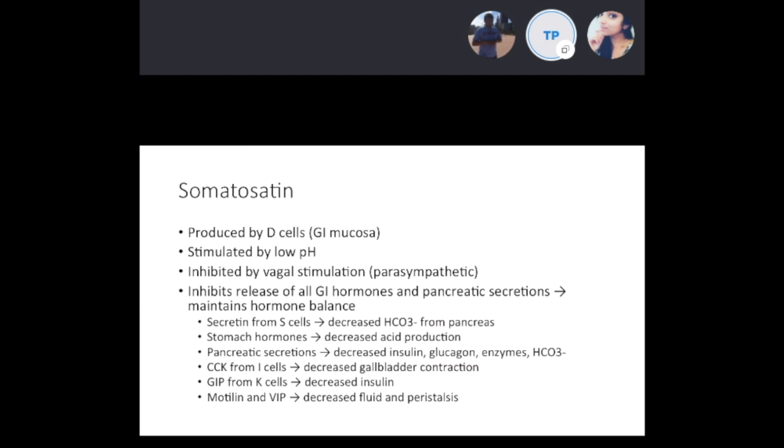Inhibition of GIP from the K cells will result in decreased insulin, and inhibition of motilin and VIP will overall decrease fluid and peristalsis.